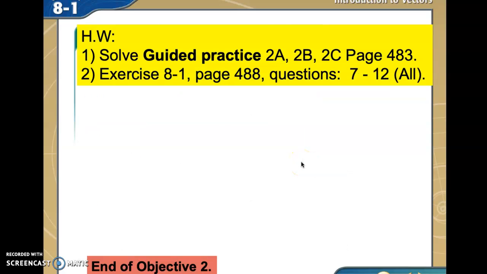So the answer is C. So this is your guided practice 2A, 2B, 2C, page 483, exercise 8.1, page 488, questions 7 to 12, all questions you need to do.